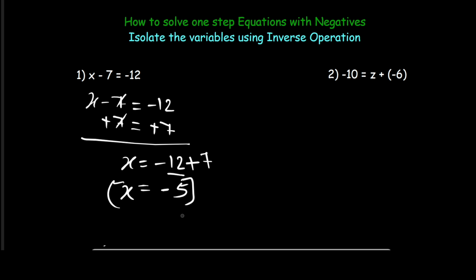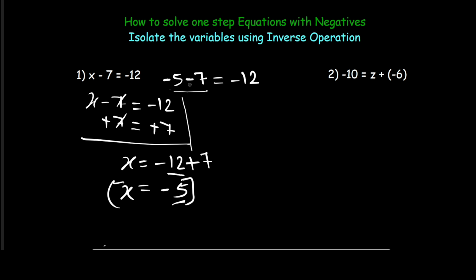To verify that our answer is correct or not, we have to plug this value into the initial equation. So plug the value x equals minus 5 into the initial equation. So x minus 7 means minus 5 minus 7 equals minus 12. If we subtract terms which have minus and minus symbols, it will give us plus.